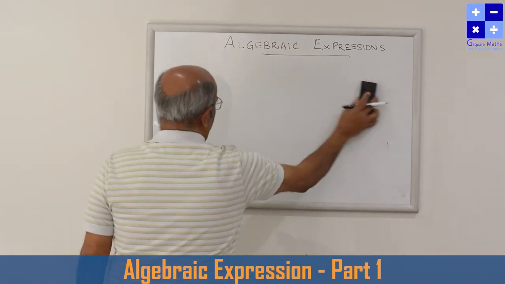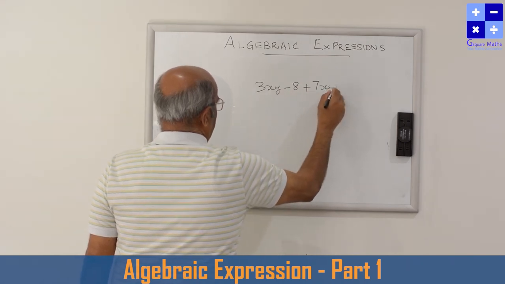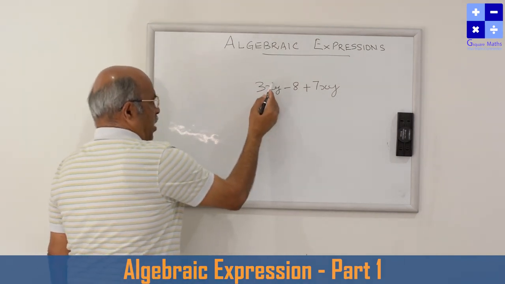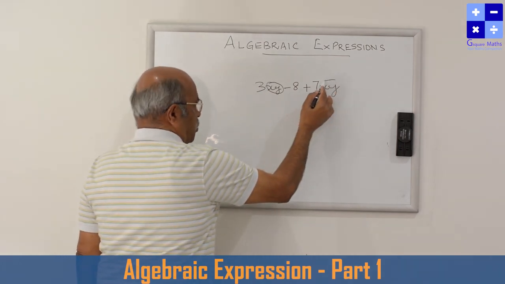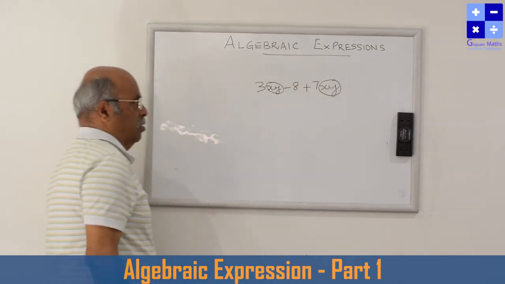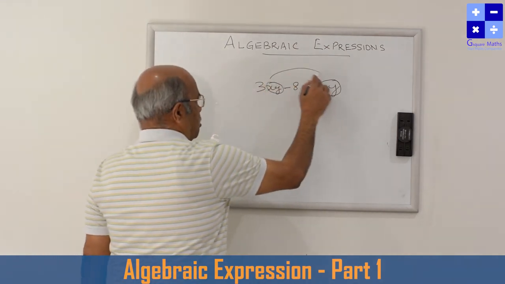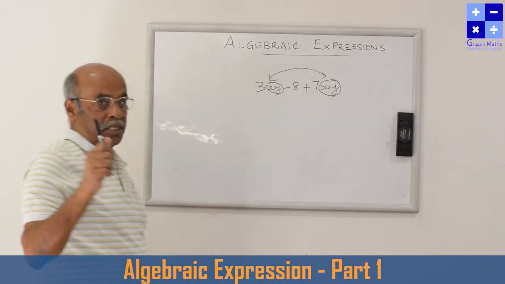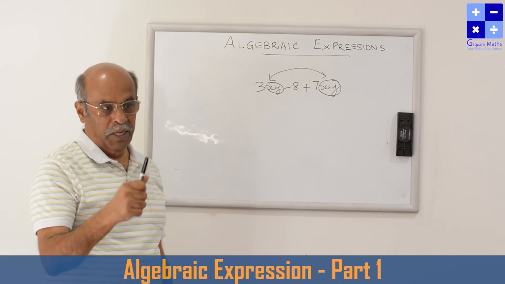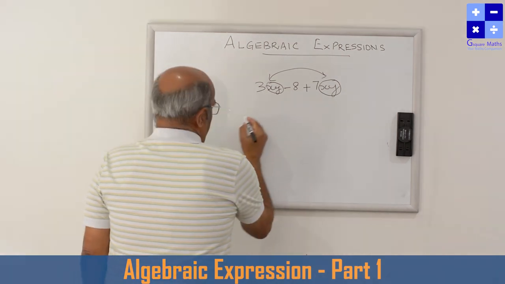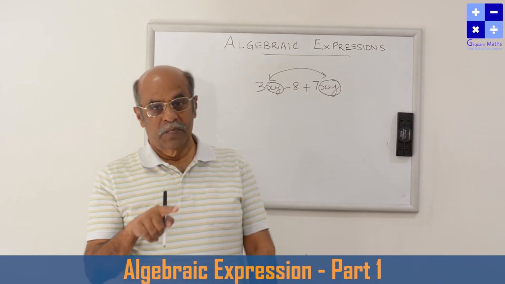Suppose if it is 3xy minus 8 plus 7xy. See here, the algebraic factors are x and y. These are numerical factors. Here the algebraic factors are xy. These two terms consist of the same type of algebraic factors and hence they are like terms. As I already told you, a term should be considered along with the sign. What is the sign? A sign which is in front of that, either plus or minus. Okay? And this is very, very important, like and unlike terms, when we are coming to the algebra of algebraic expressions.